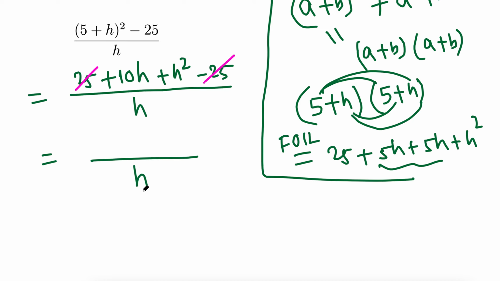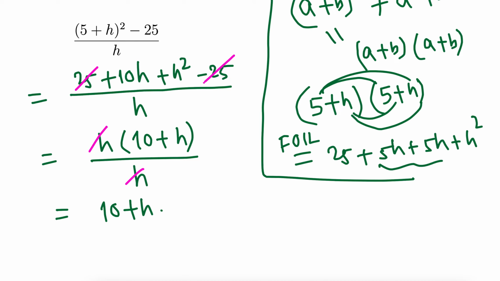To cancel with the bottom, we can factor something out. Here we can just factor h. That leaves 10 plus h, with h squared, 1 out, 1 copy left. Now we can cancel h and h. Okay, that leaves 10 plus h is the final answer. We can put parentheses around it, not needed. Final.